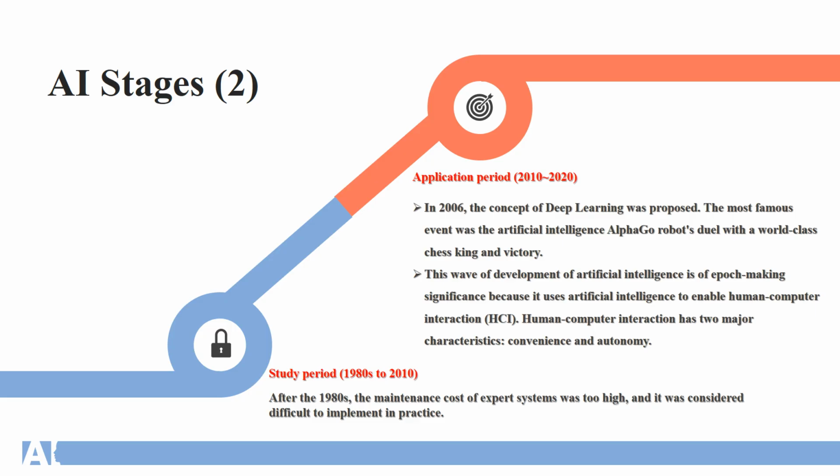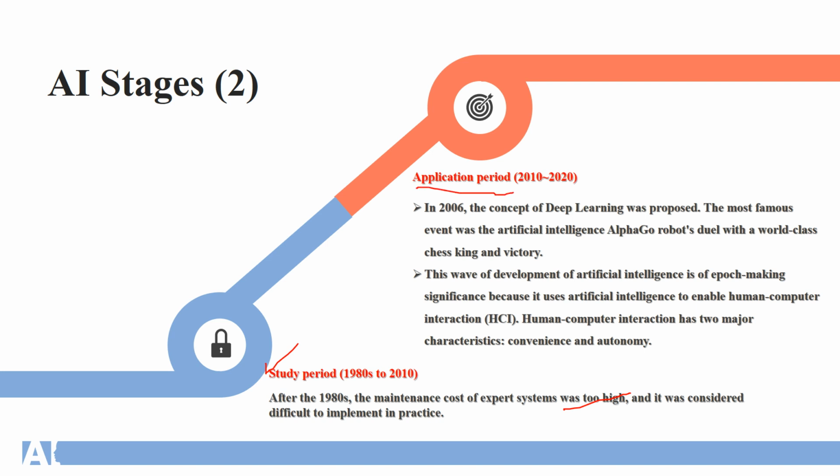Okay? And from 1980 to 2010, it's called the study period. After the 1980s, the maintenance cost of expert systems was too high. Okay? It must have something wrong, so they will change to another track. So it was considered difficult to implement in practice. Okay? And 2010 to 2020 is called the application period.